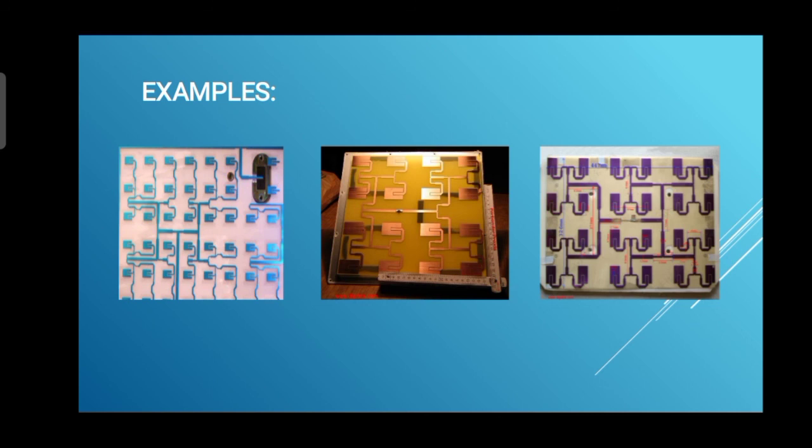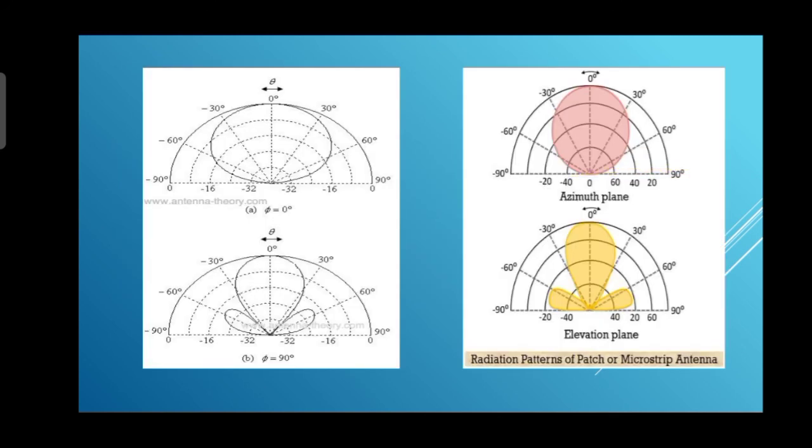And here are the examples of a microstrip antenna. And here are the graphs of a microstrip antenna. The first one, at the angle of 0 degrees, the graph is a circle or circular. While on the second one, where the angle is 90 degrees, there is a side signal. In the second figure, the azimuth plane or the 0 degrees and the elevation plane, the graph is similar to the 90 degrees.